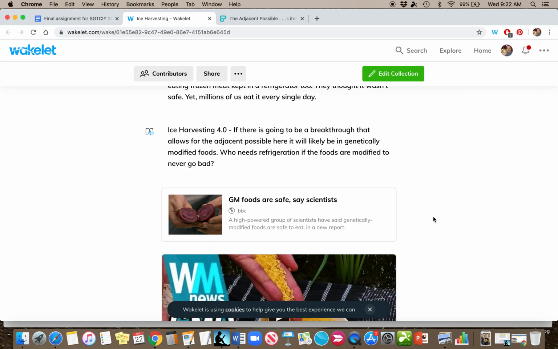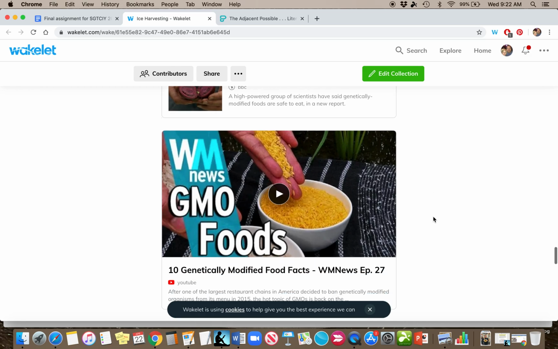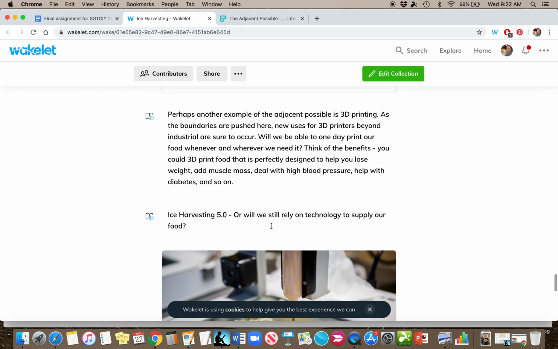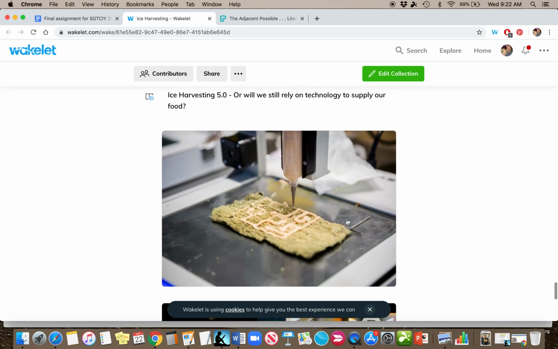Now, that comes with a lot of negative connotations. Genetically modified organisms are dangerous, although many people would argue everything we eat today is genetically modified, whether it's through Monsanto, fertilization, cross-pollination, things like that. Our foods are modified one way or another. And the idea is, what's finally ice harvesting 5.0? Maybe we'll use technology to create our food.